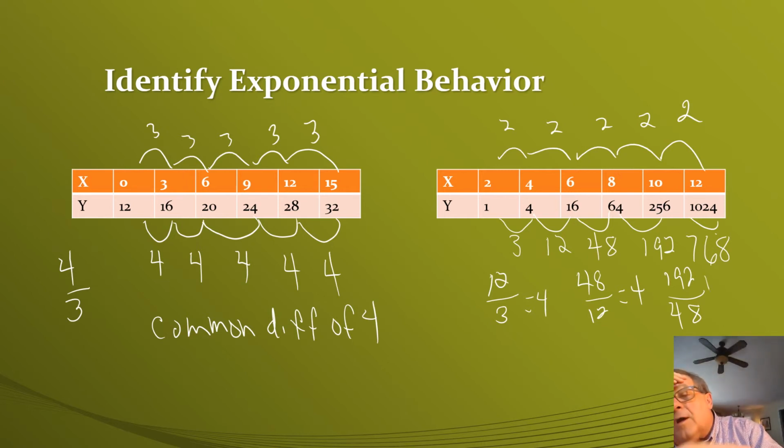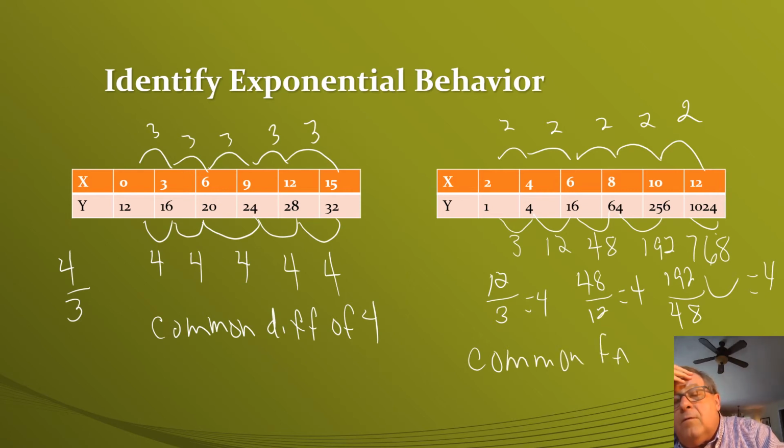And how about from 192 to 768? Let's take 192 and multiply it by 4. 4 times 2 is 8. 4 times 9 is 36, carry 3. 4 times 1 is 4, plus the 3, 768. Yeah, so we have a common factor of 4.